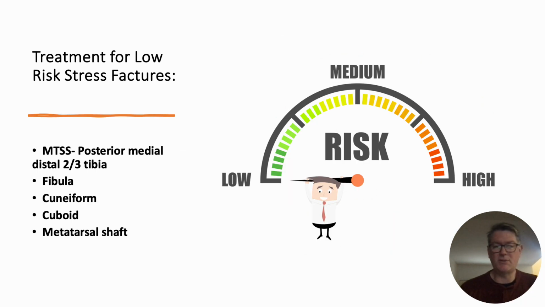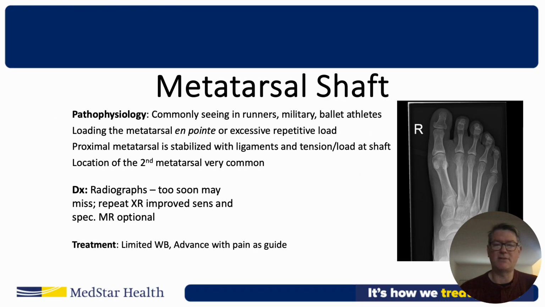So let's do a little deep dive into the low risk stress fractures. That's the medial tibial stress syndrome, or the shin splint location, fibula, some of the feet, including cuneiform, cuboid, and metatarsal shaft. Again, this is something that you'll see military folks doing long marches, and X-rays sometimes if you do them too early are a little bit unhelpful. They won't show it till you've repeated it in a week or two. MRIs are much more sensitive and specific, but you may not actually need it if they're tender and you want to treat without imaging.